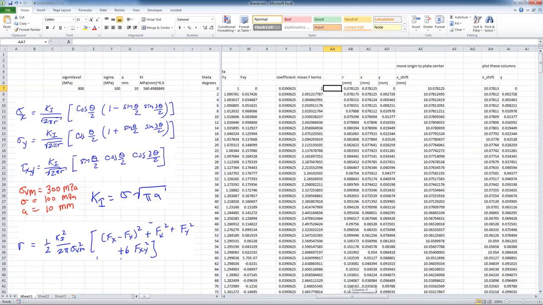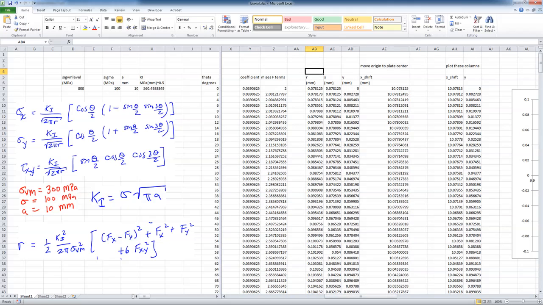So when I put these together, I can solve for my value of R, which would be the coefficient and these Mises terms, that lies on my sigma von Mises contour level of 800 megapascals. Now I've converted that into x and y coordinates at the crack tip. X is equal to R cosine theta, y is equal to R sine theta. It's just a standard polar coordinate transformation.